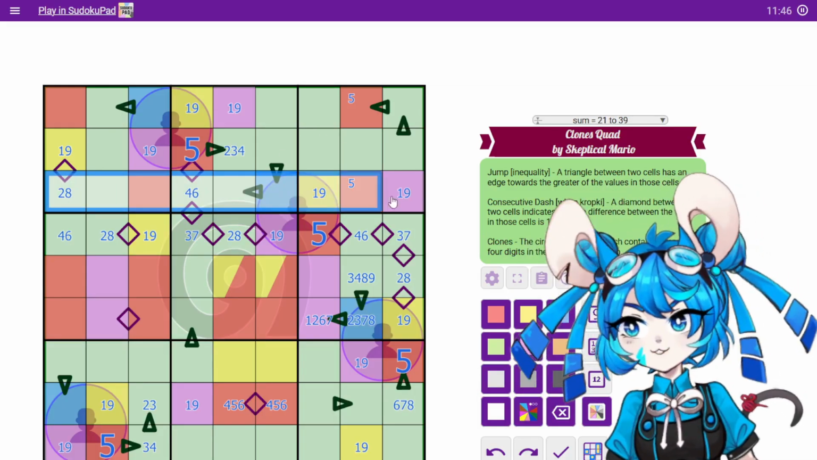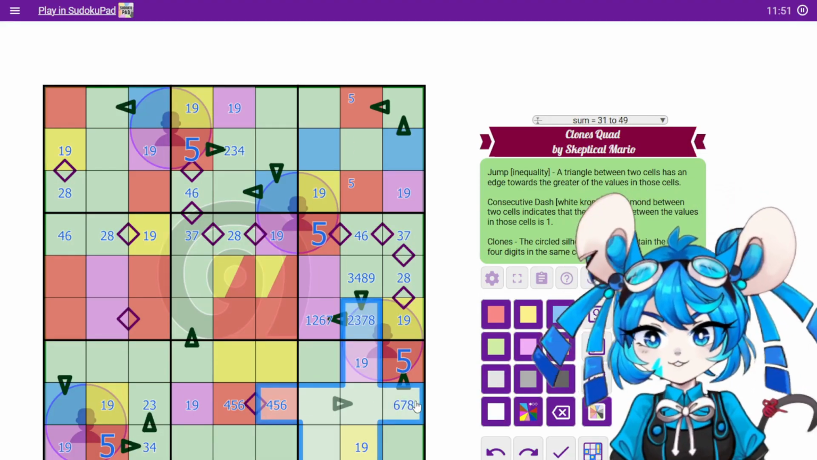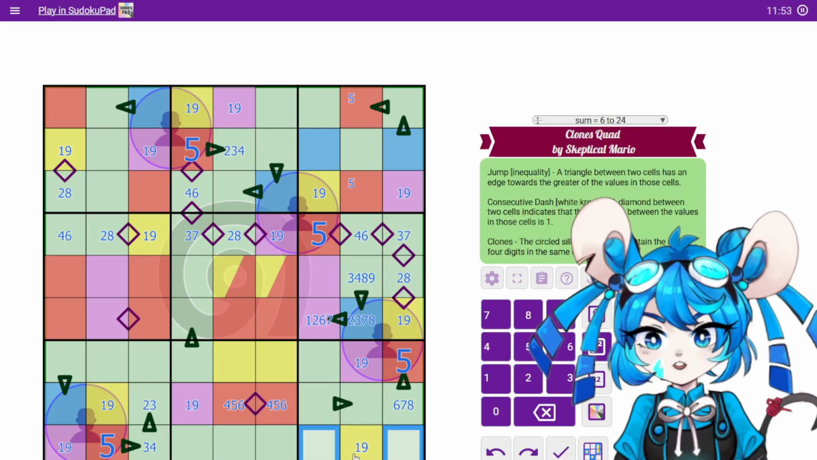Maybe we can place some more of the blue digits. There could be a blue digit here. There has to be a blue digit in one of these 3 cells.